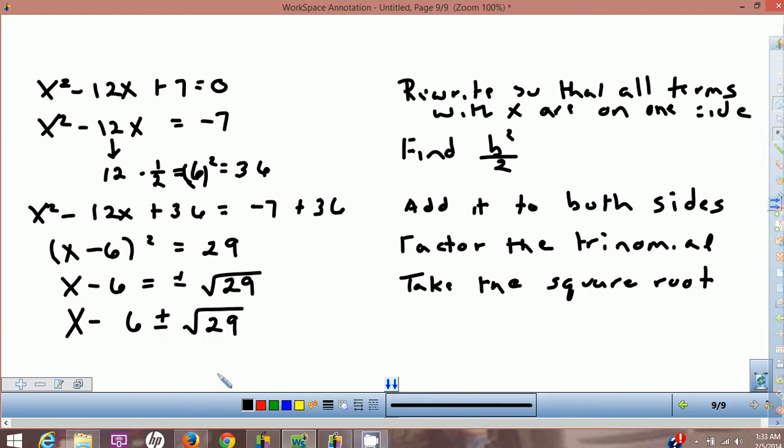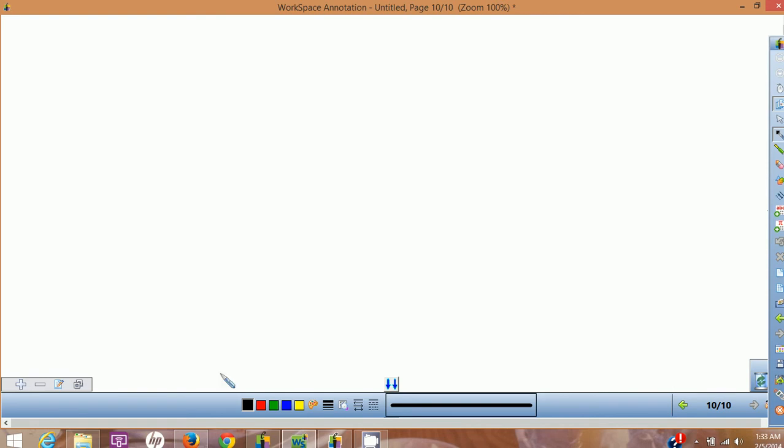If that radical will reduce, you should reduce it. In this case, that radical won't reduce, and so we are done with our problem. Now, it's not always where our first term is just an x squared. When that's the case, sometimes things get just a tiny bit more complicated.